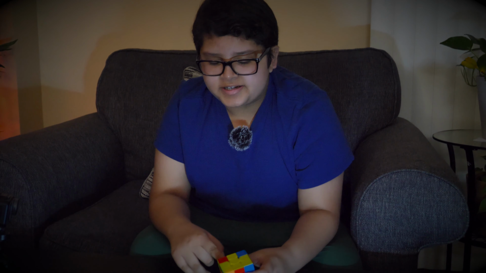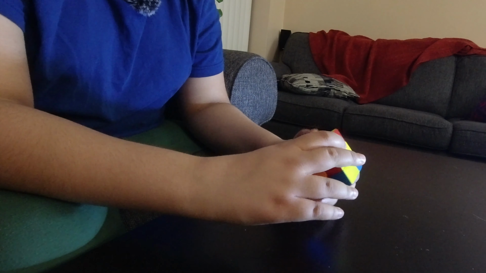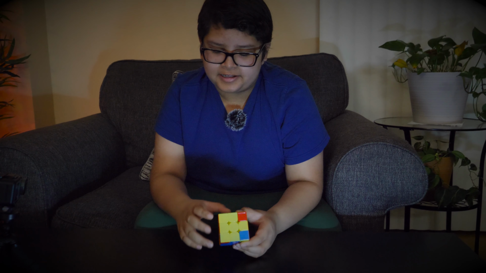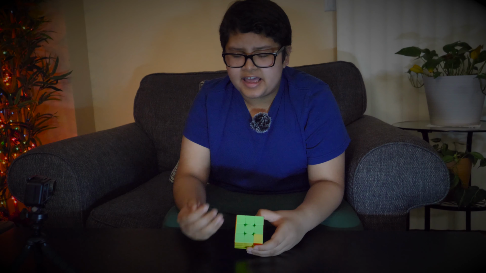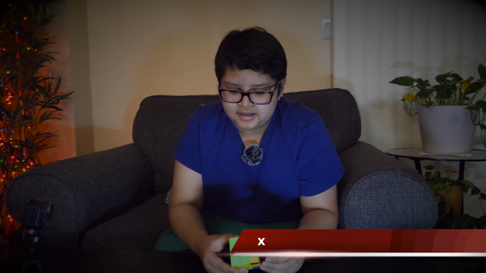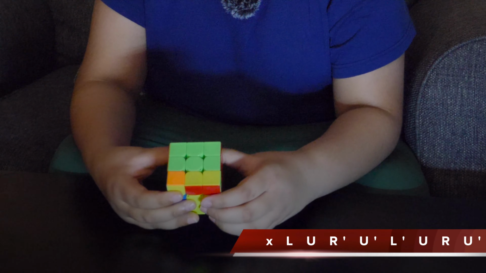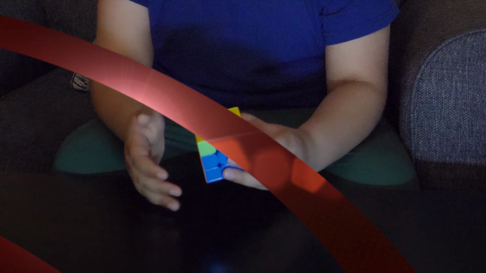Now, if you have the same T, except the yellow corner stickers are facing away from each other, put the big block of the T on the right side relative to your perspective, and do this algorithm. But there's something special about this algorithm. To do this, you need to turn to the white face. This is presented by the X in the beginning of the algorithm, which will show on screen right now. Okay, now let's do the algorithm. L, U, R prime, U prime, L prime, U, R, U prime. Now the yellow face will be solved.